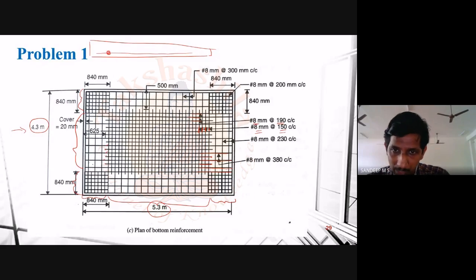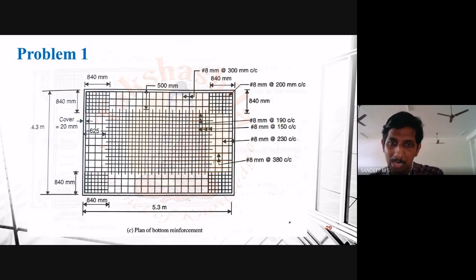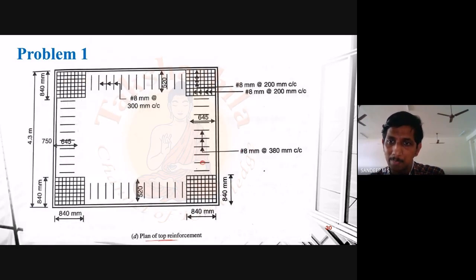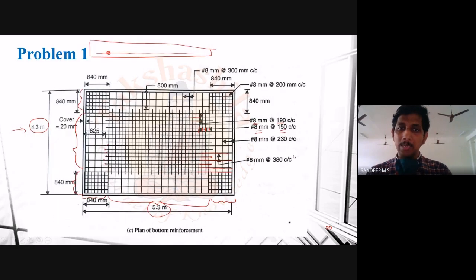So basically, since we are increasing the spacing at this edge strip, this spacing will be double that of what we have provided in the middle strip. In this case, in the Ly direction, the spacing which we have provided at the bottom was 8 mm at 190 center to center. So at the edge strip on the top side, we will have 8 mm at 380 mm c/c. So this is how we have to provide the reinforcement in Ly direction, and in a similar fashion we have to provide it in the Lx direction also.